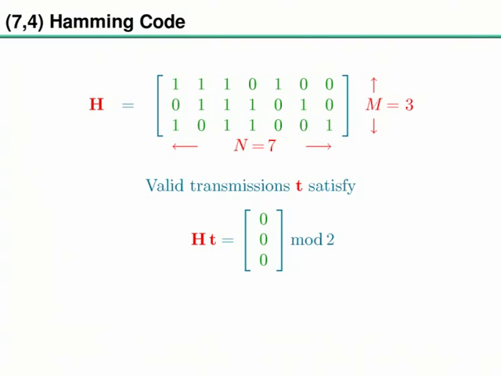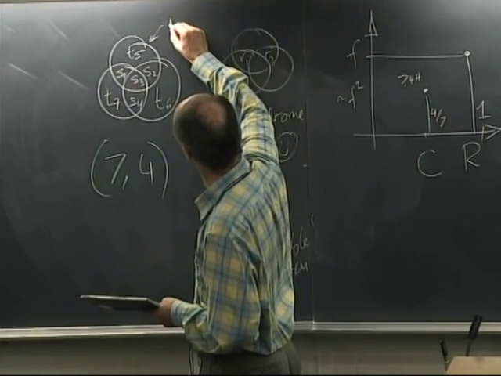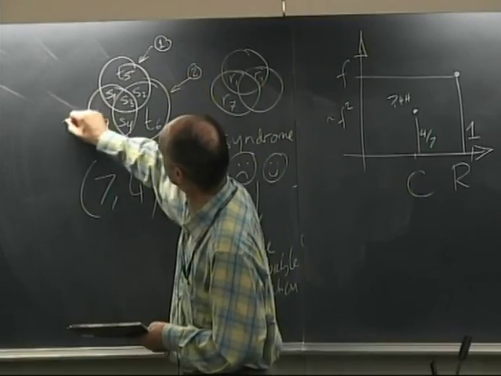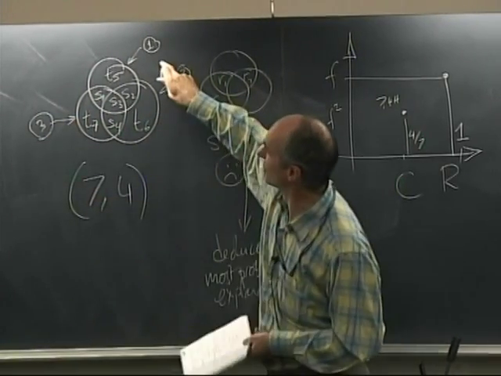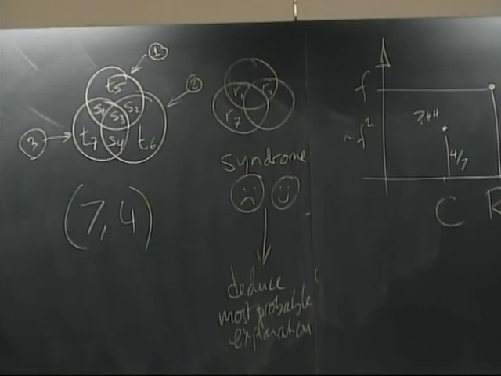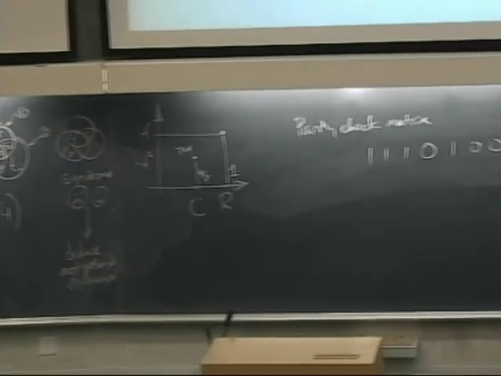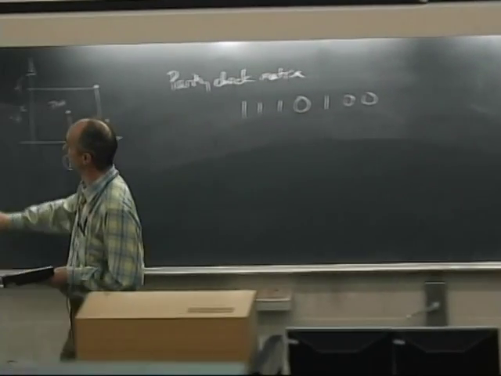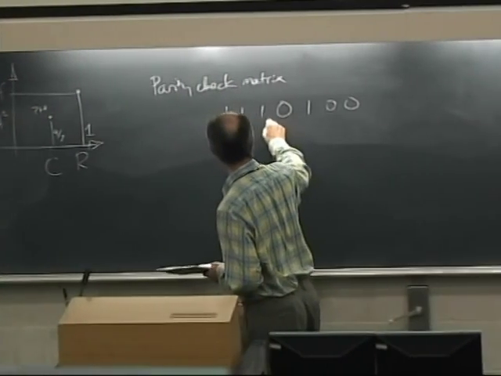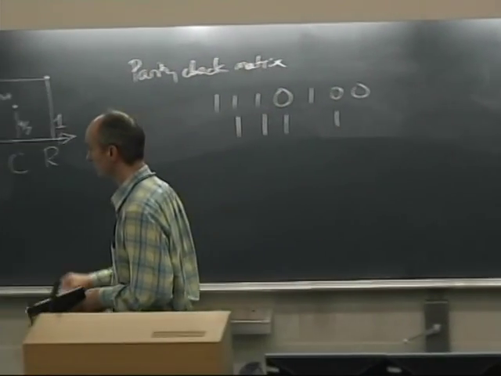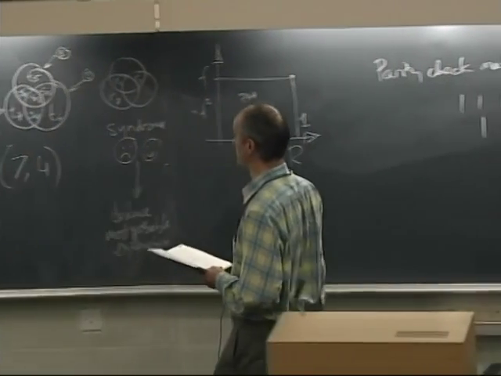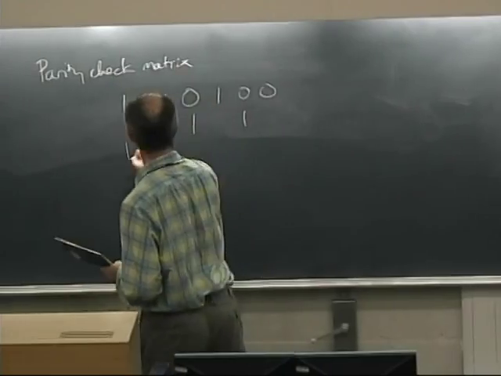So that means that the top constraint gives you 0, the second gives you 0, and the third gives you 0. And the places where the ones are in this matrix identify which bits are in which circles. So this is the first circle here, this is the second, and this is the third. Circle 1 contains bits 1, 2, 3, and 5, which is why the matrix goes 1, 1, 1, 0, 1, 0, 0. Circle 2 has 2, 3, 4, and 6, so we put a 1 in columns 2, 3, 4, and 6. And the third circle has 1, 3, 4, and 7 in it.